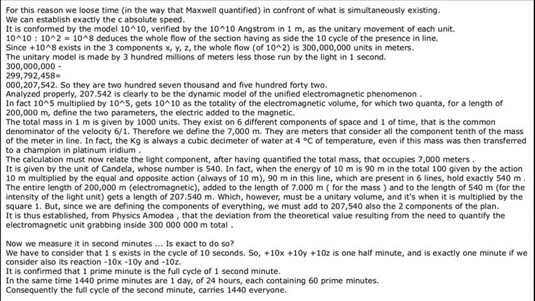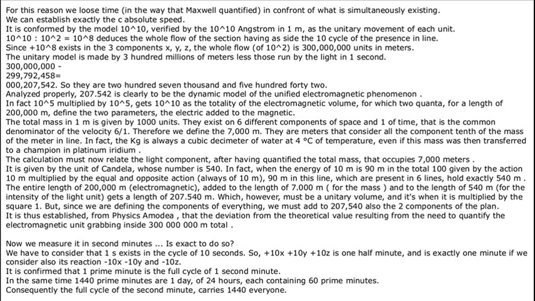In fact, 10 raised to 5 multiplied by 10 raised to 5 gets 10 raised to 10 as the totality of the electromagnetic volume, for which 2 quanta for a length of 200,000 define the 2 parameters, the electric added to the magnetic. The total mass in 1 meter is given by 1,000 units. They exist on 6 different components of space and 1 of time. That is the common denominator of the velocity 6 to 1.